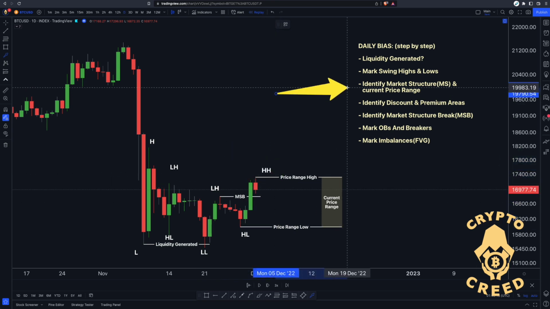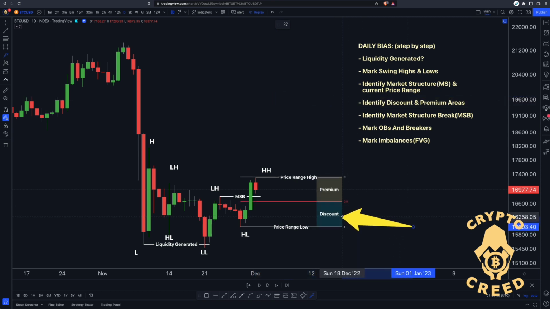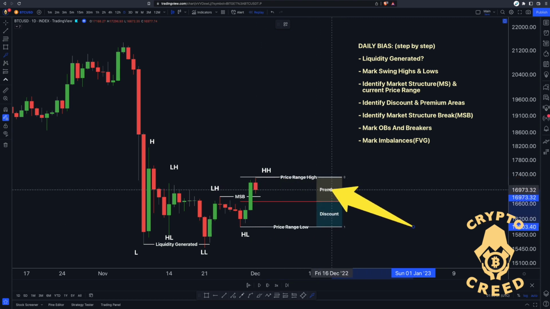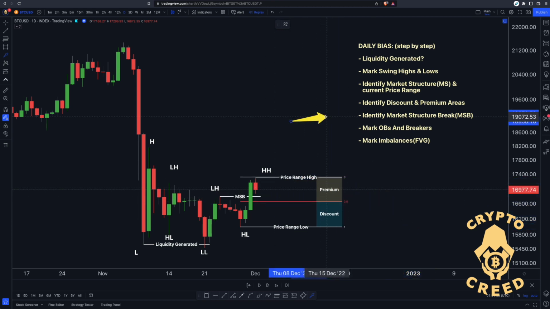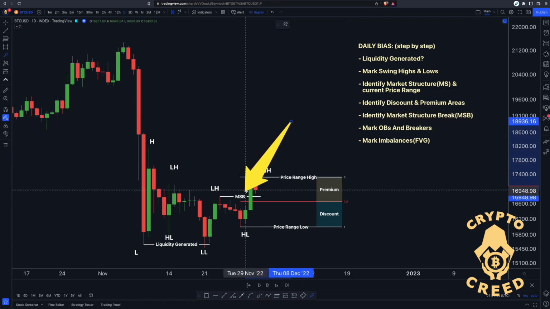So after identifying the market structure and the current price range, the next thing that we need to do is identify the discount and premium areas with the help of the Fibonacci retracement tool. So now we have identified the discount area and the premium area, with the discount area being the lower half of this whole price range and the premium area being the higher half of this price range. So the next thing that we need to do is to identify the market structure break, which we have already done and marked on the chart.